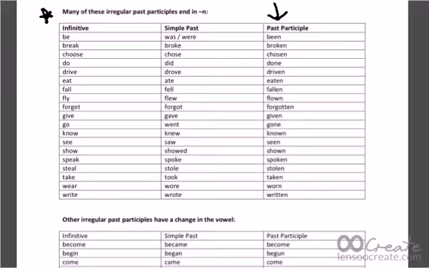In the same way, we have a second group of irregular past participles which change in the vowel. I want you to notice how the vowel changes from the infinitive to simple past and then to past participle. For example, become, begun, come. You can go back to this chart as many times as you want.